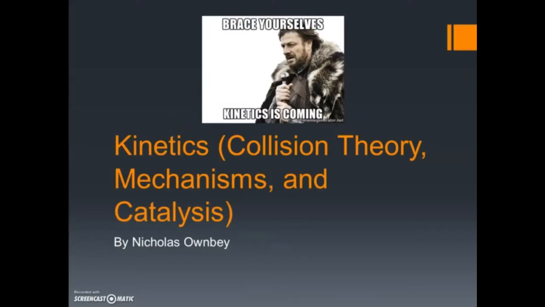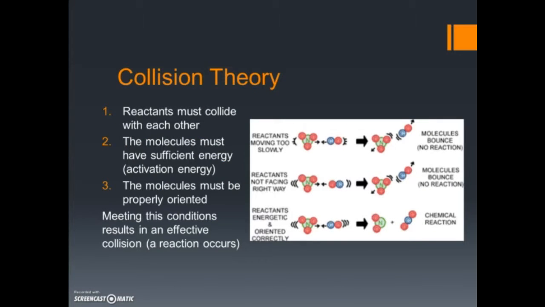Whoops, wrong video. Today I'm going to talk about collision theory, mechanisms, and catalysis. Collision theory: reactants must collide with each other. They must have sufficient energy, or activation energy, and they must be oriented properly. Doing this results in an effective collision where a reaction occurs.